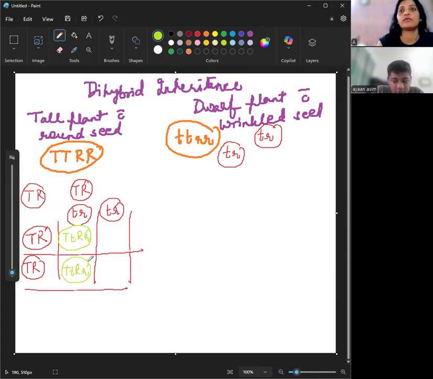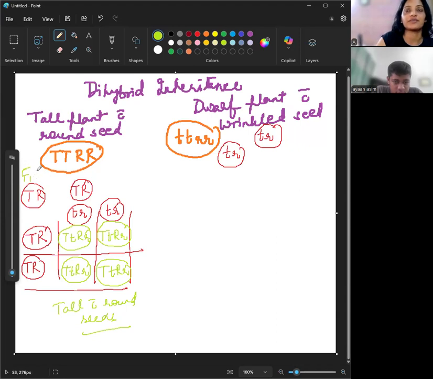But what was the dominant allele? It is going to express itself irrespective of the kind of the other. So if capital T or capital R is present, that character will be seen. So here, all the plants produced will be tall with round seeds. Got it? So this one is our F1 generation. Is that clear?